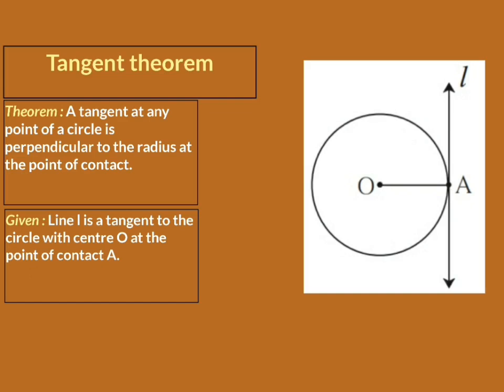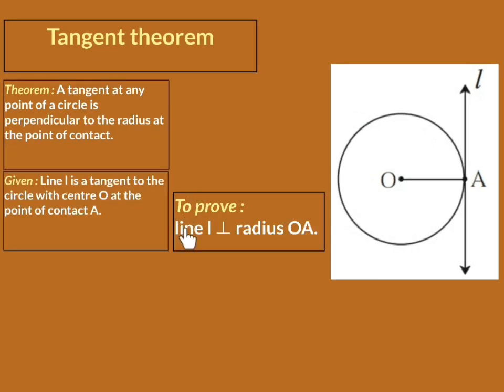Now what is to prove here? For that, read this statement again. We have to prove a tangent at any point of a circle is perpendicular. This word is very important. Tangent is perpendicular to the radius at the point of contact. Tangent L is perpendicular to the radius. Which radius? That is the radius at the point of contact. Here point of contact is A and radius drawn through the point of contact is OA. Means we have to prove line L is perpendicular to segment OA, or tangent L is perpendicular to radius OA.